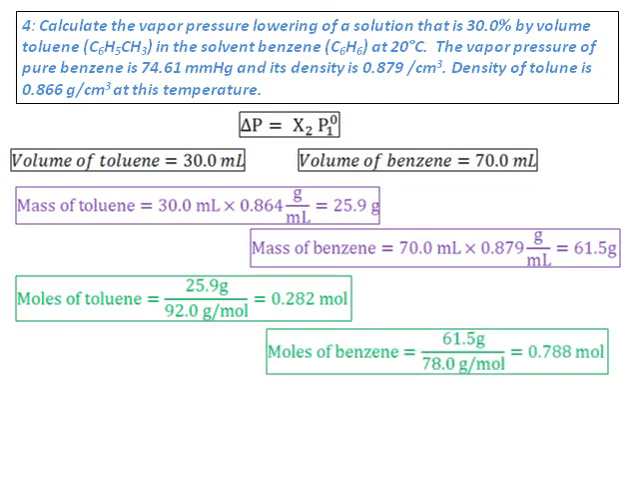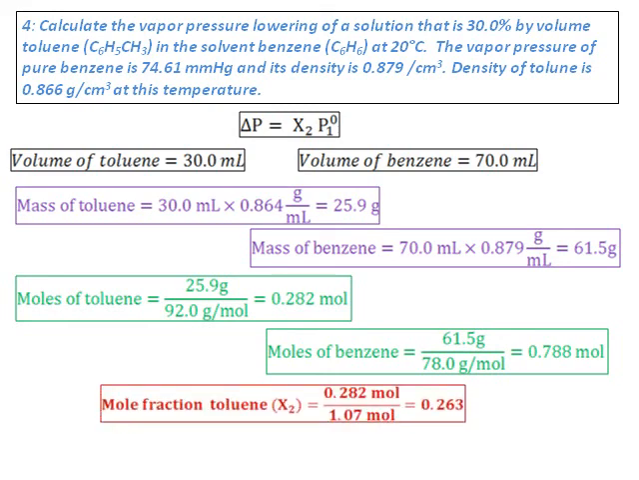So after we calculate the moles, we get the mole fractions, and I need the mole fraction of toluene because that is the solute here, and that's equal to 0.263. After getting the mole fraction of toluene, use the vapor pressure depression equation, delta P equals X2 P10, and calculate the vapor pressure depression, that is equal to 19.7 millimeter.